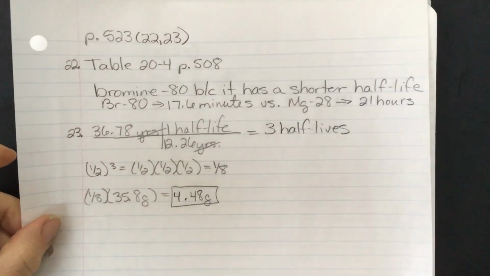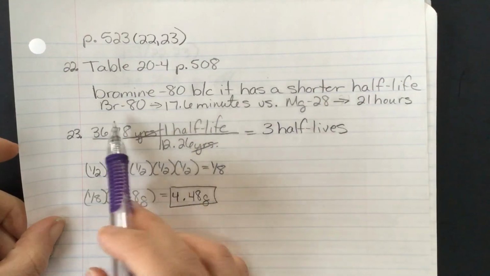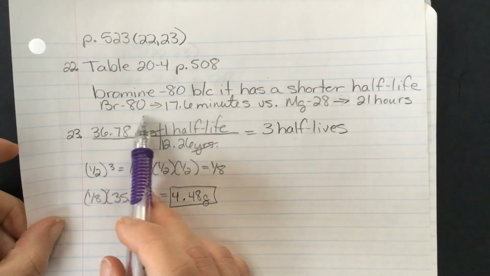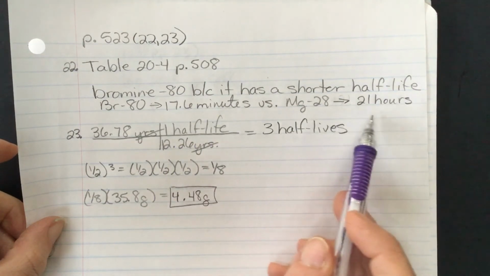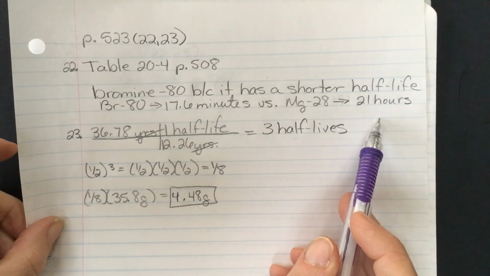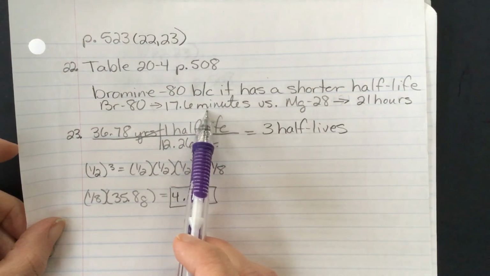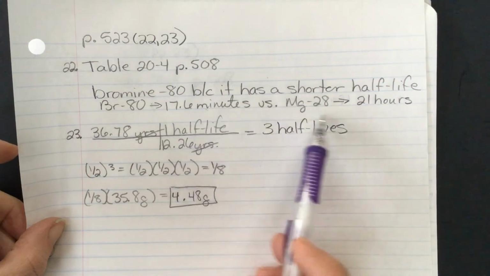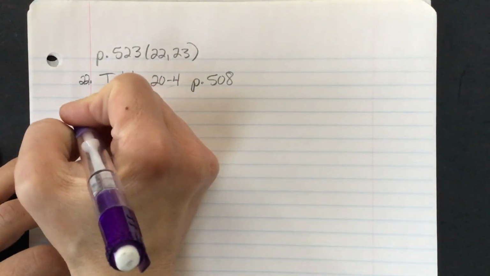So the answer is bromine-80 because it has a shorter half-life. Bromine-80 has a half-life of 17.6 minutes versus magnesium-28, 21 hours. So the shorter the half-life, the faster it will break down. The longer the half-life, the slower it will break down. Both of these are still pretty fast. Okay, let's do number 23.